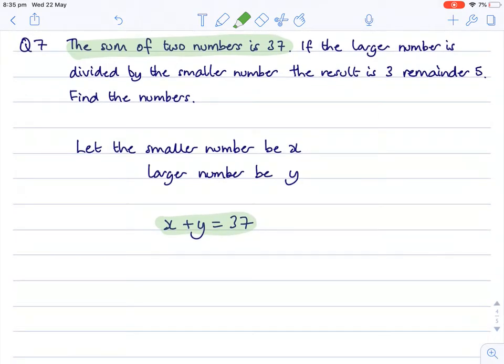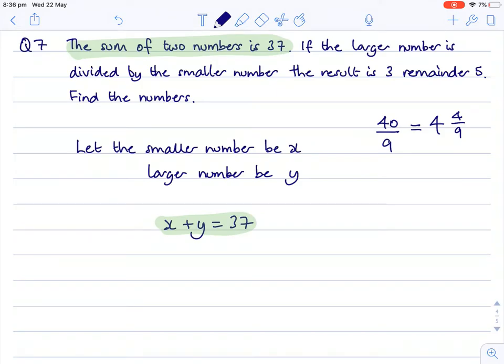Now the next bit says if the larger number is divided by the smaller number. So what we have there is an improper fraction. And if you think about it, if I had an improper fraction, let's say I had 40 divided by, well, let's say 9. How would I do that? Well, I'd take the 40 and divide it by 9, and that would give me a number. So that would give me a 4. 9 goes into 40 4 times, and there's 4 left over. It's remainder 4. And that 4 is 4 over 9.